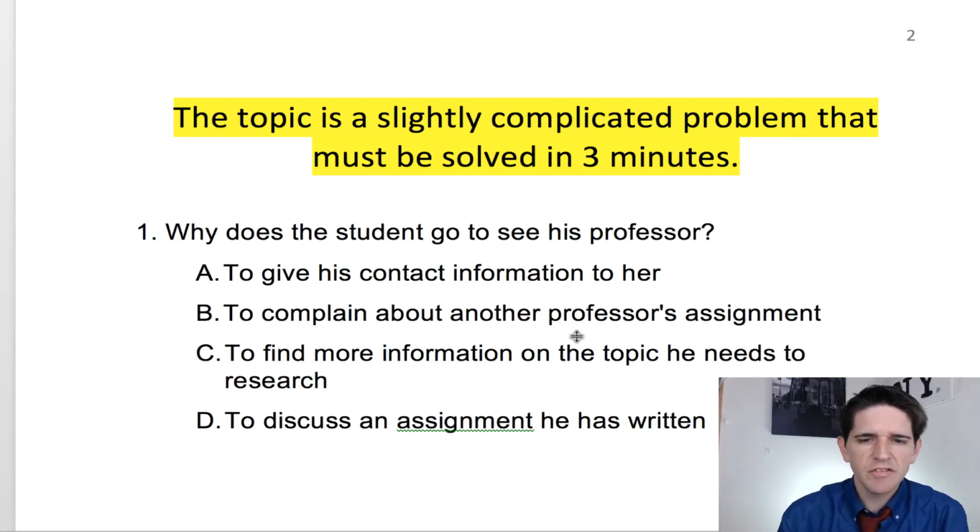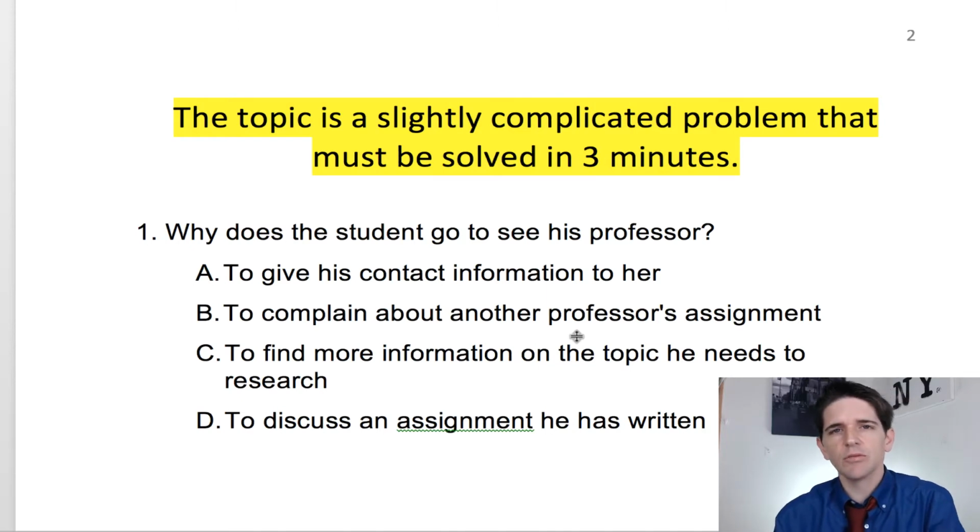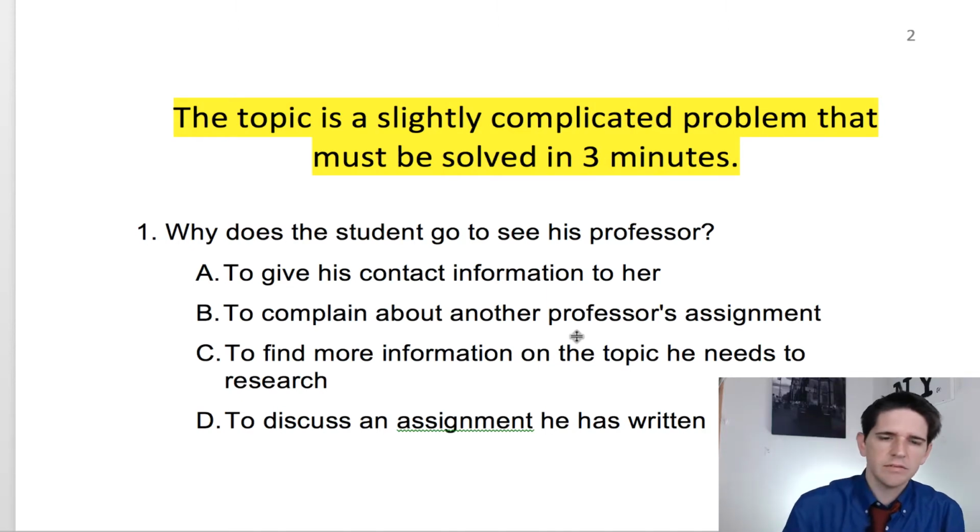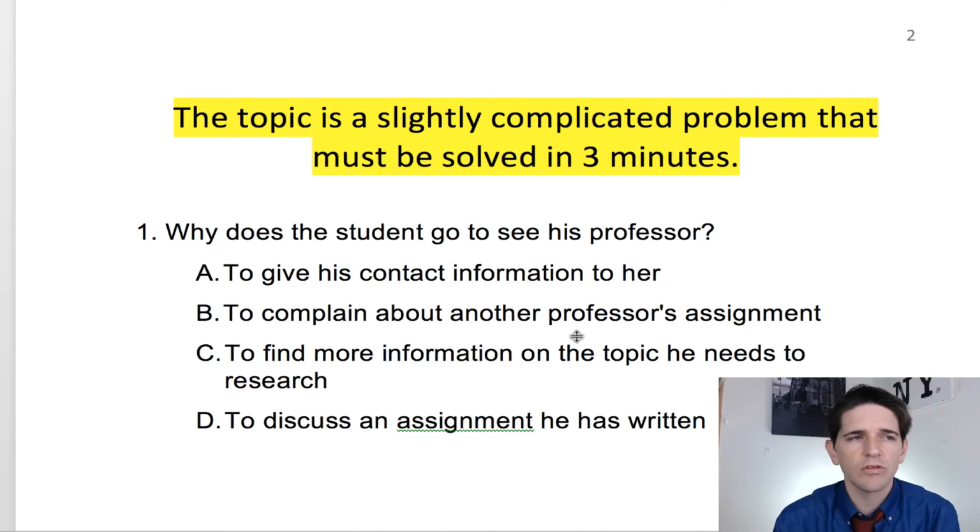Okay. C, to find more information on the topic he needs to research. Okay, that seems okay. If I need to find information, maybe I need to ask some questions, okay? D, to discuss an assignment he has written. And that one seems okay too, for the most part, that maybe he did an assignment and then he wants the teacher to tell him why he got a bad grade or what's good, what's not good. So C and D seem like a good two choices, okay?